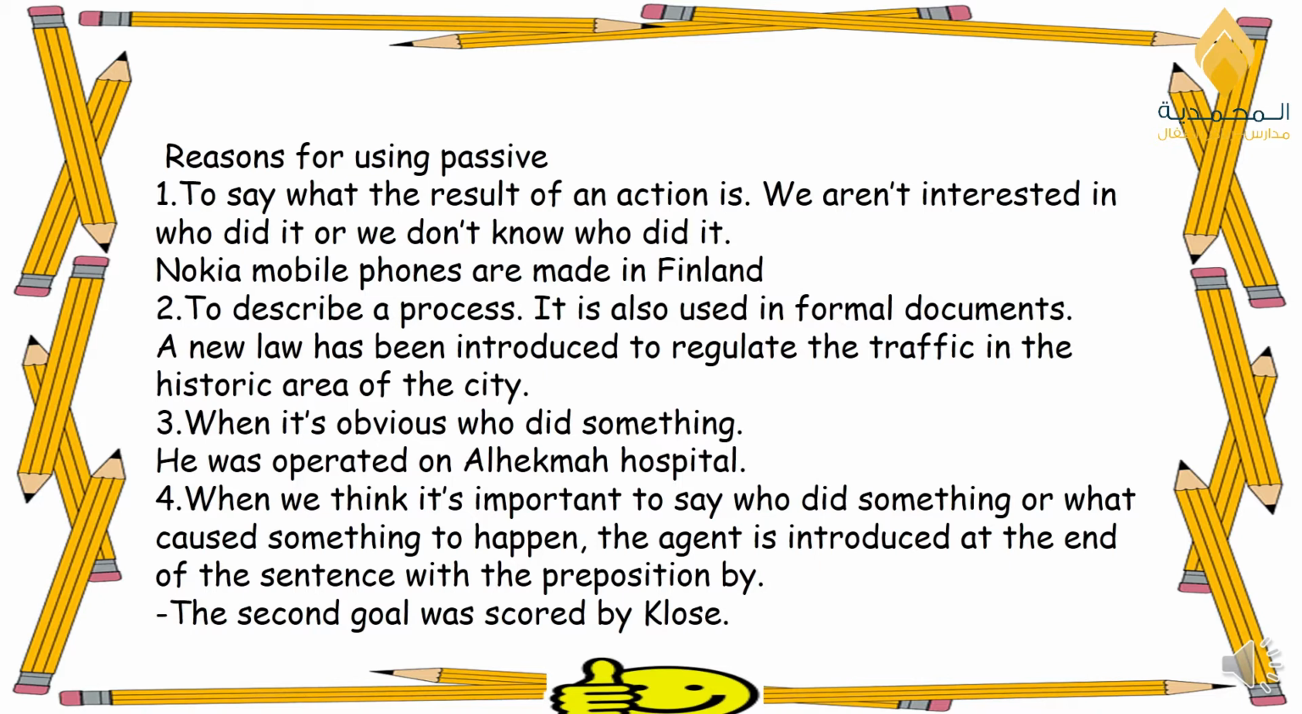When I say a new law has been introduced to regulate the traffic in the historic area of the city, this is a kind of formal document. Number three, when it is obvious who did something, when I say he was operated on in Al Hikmah Hospital. Number four, when we think it is important to say who did something or what caused something to happen, the agent is introduced at the end of the sentence with the preposition by. The second goal was scored by Close.